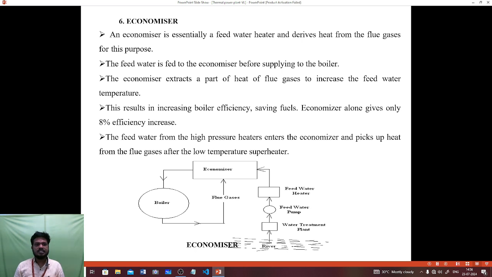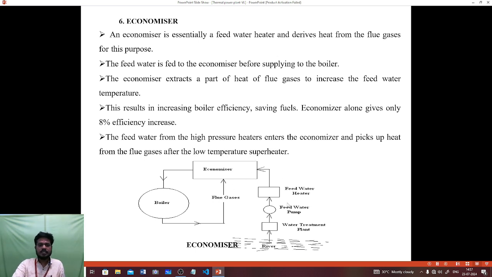The economizer is essentially a feed water heater and derives heat from the flue gas for this purpose. The feed water is fed to the economizer before supplying the boiler. The economizer extracts a part of the heat from the flue gas to increase the feed water temperature. The result is an increase in boiler efficiency and saving of fuel; the economizer alone gives about 8% increase. The feed water from a high temperature heater enters the economizer, which picks up the heat from the flue gas after the low temperature superheater.